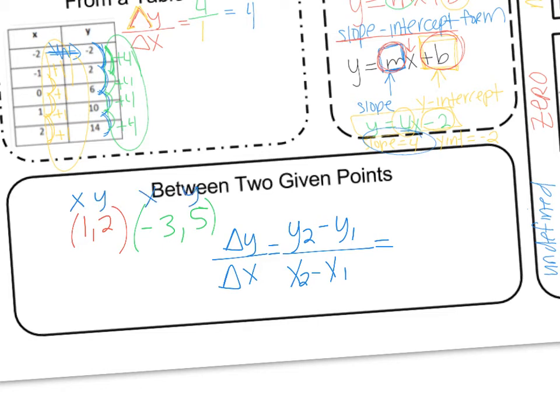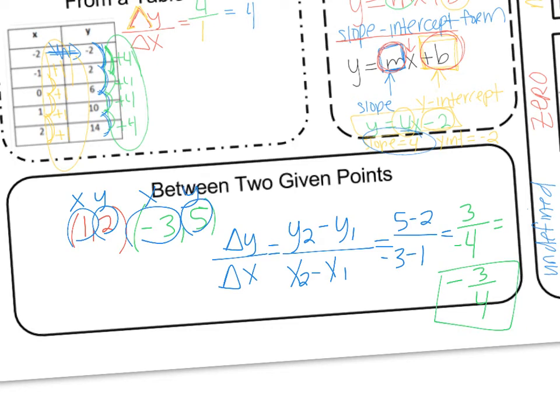So we're going to take our y value minus our other y value, our x value minus our other x value, and simplify. 5 minus 2 is 3. Negative 3 minus 1 is negative 4. So our slope is negative 3/4. So this line on a graph is definitely going down because it's negative. So this has a slope of negative 3/4.